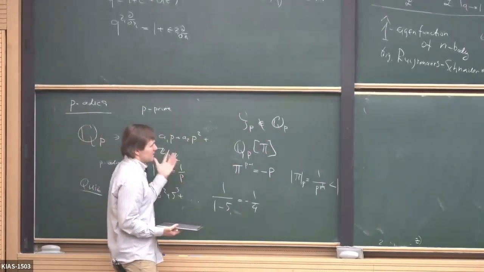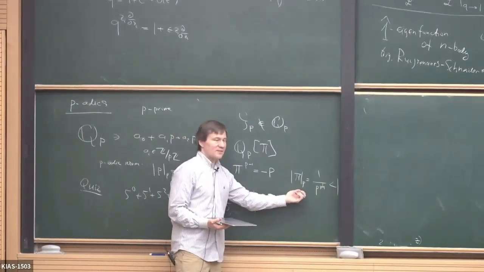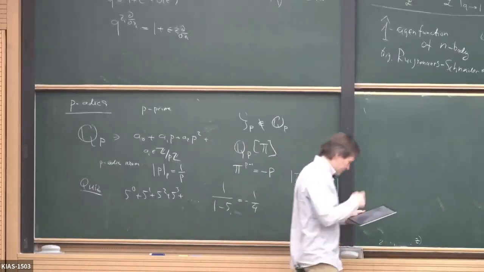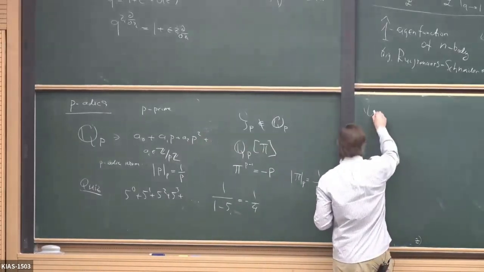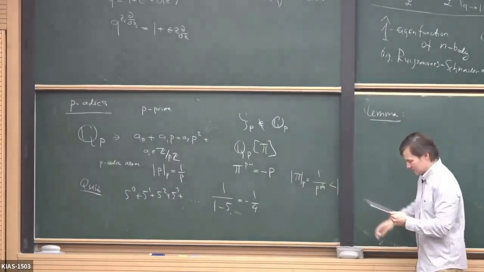So I'm going to do some calculations. I'm going to do them mod p and mod pi. And if you have congruency mod pi, I'll have congruency mod p. Okay. So maybe mention one lemma, which will show you the importance of this element here, pi.